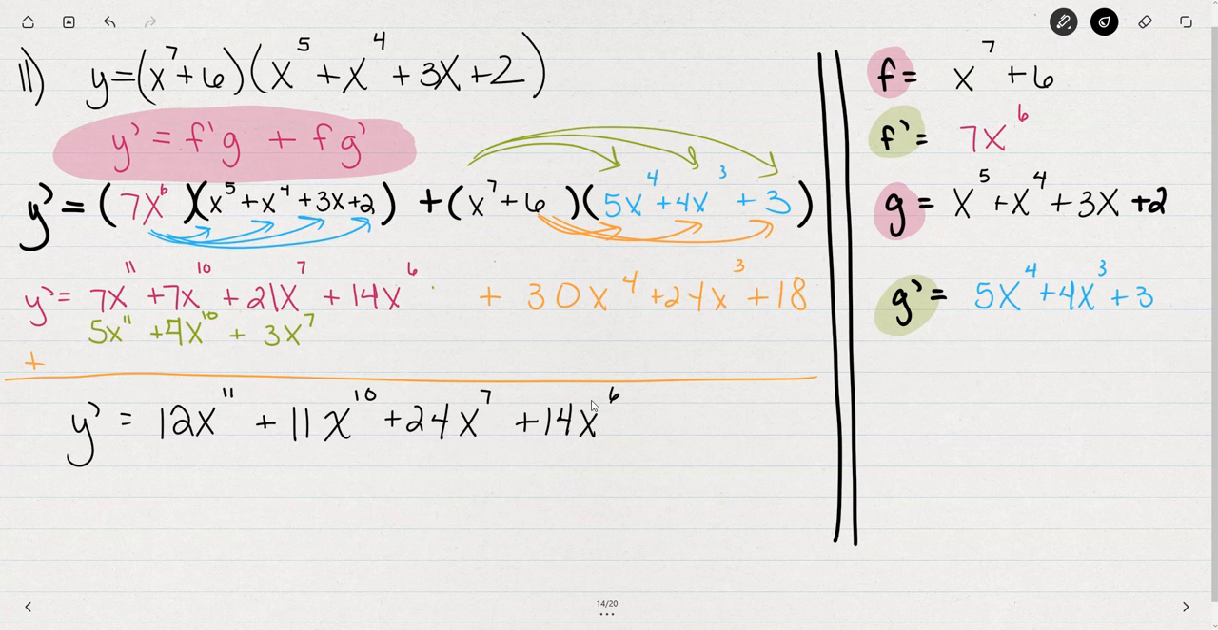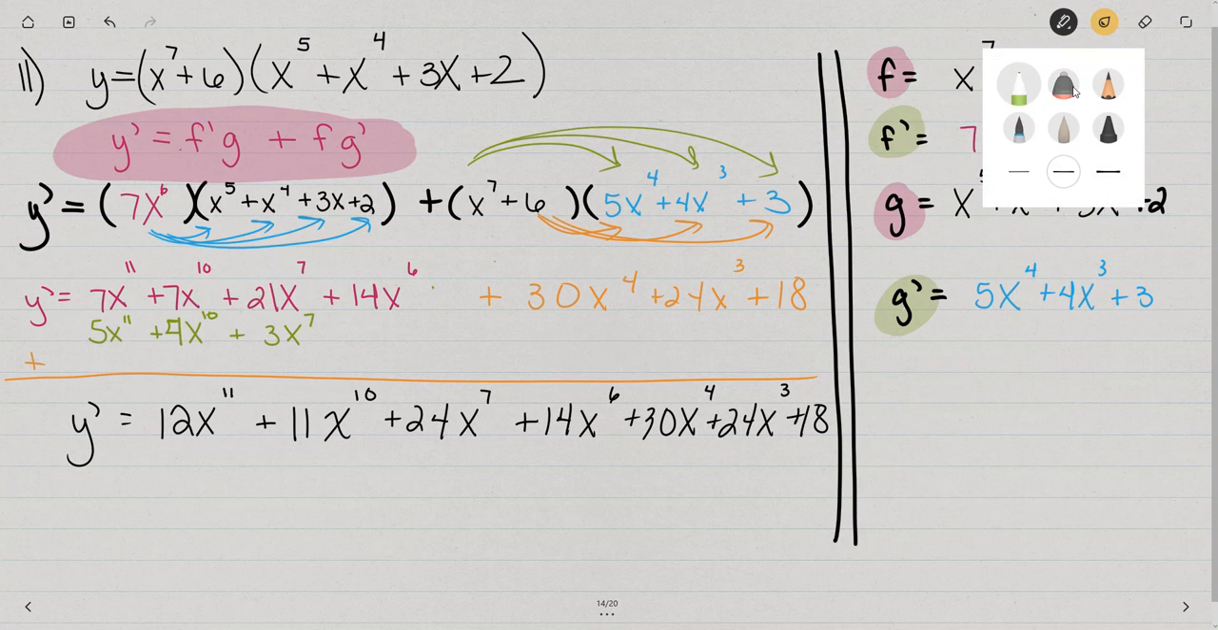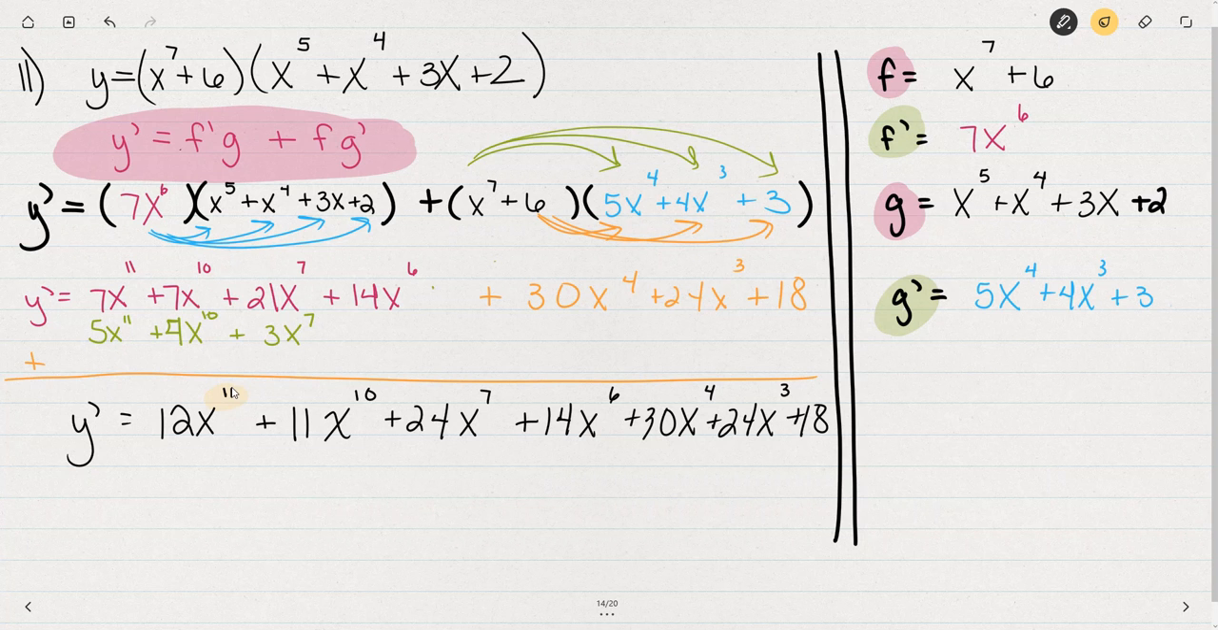We have an x to the 4th term, an x cubed term, and then a constant. Notice that as I've written these, I've put them in descending order. That's just best practice to put them counting down the exponents: 11, 10, 7, 6, 4, 3, and then the constant at the very end.